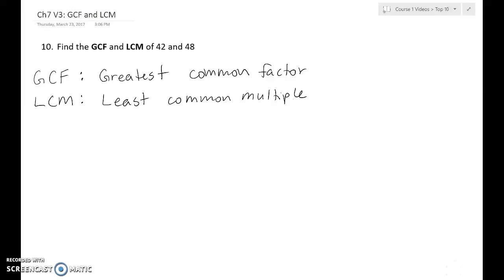Okay, I'm going to use the method of prime factorization to find the greatest common factor and least common multiple of 42 and 48. GCF stands for the greatest common factor, so greatest meaning the largest factor that 42 and 48 have in common. And then I'm going to use that as well to find the least, which means the smallest multiple that they have in common.